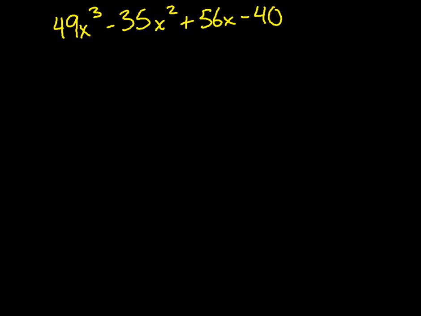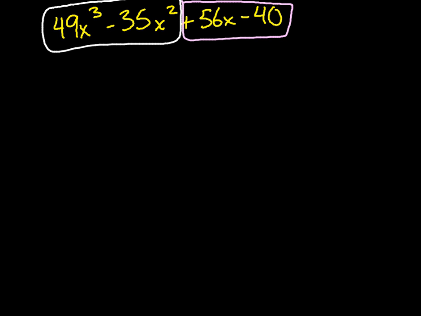Let's look at another example. Same idea. Take this first part, box it. Take this second part and box it. And see what we get in each. With the first part, I'm going to pull out a 7 and an x squared. This will leave me with a 7x minus 5.